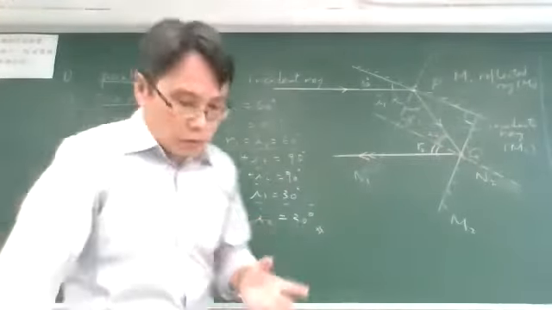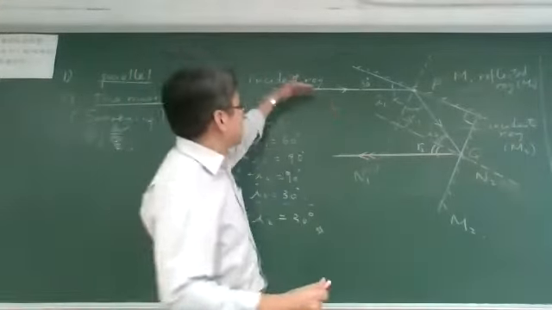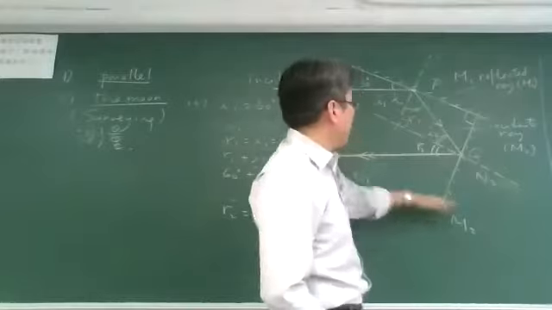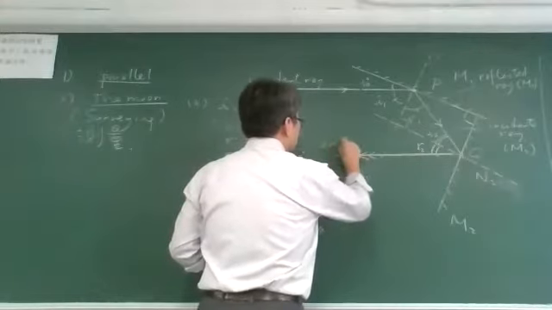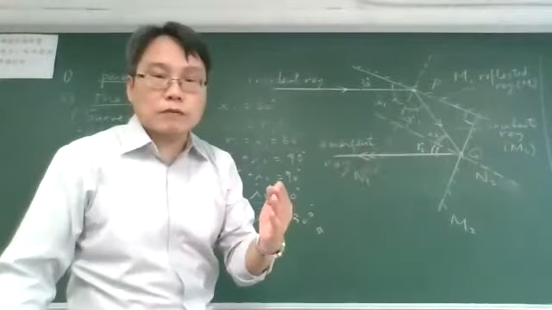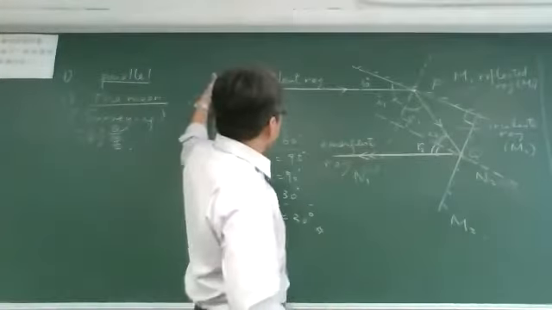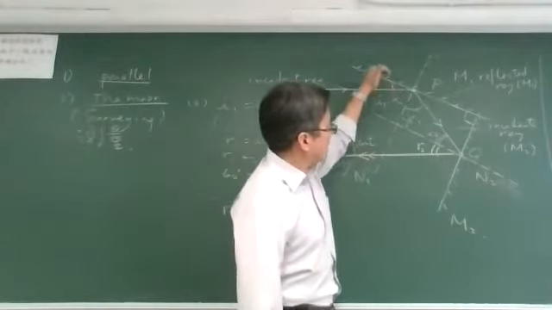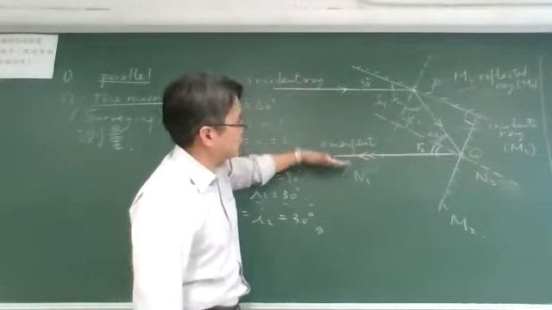Now part B. What is the relationship between the incident ray and the emergent ray? This is the incident ray. This is the refracted ray from M2, from this mirror, and this is emergent out of this system. The system consists of two mirrors at right angles to each other. We put in an incoming ray, and after two refractions, this is the emergent ray. What is the relationship between this one and this one?